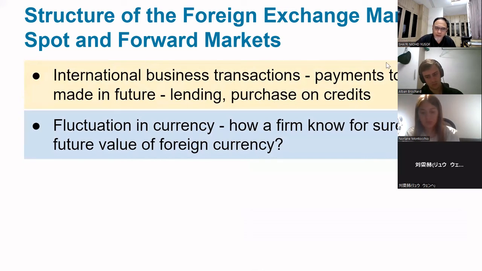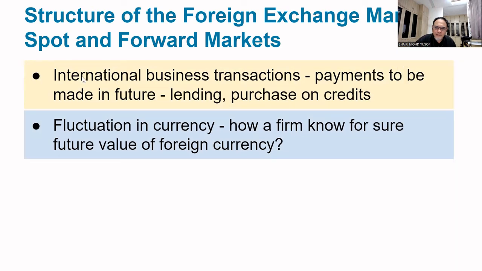Before we talk about that, we'll just think that in all international business transactions, payments are to be made in the future. A lot of things are on credit, and it takes months to arrive at the port or the country. So payments are to be made in the future. Whether you lend the money or you purchase on credit, how are you going to pay that? Which rates are you going to follow?